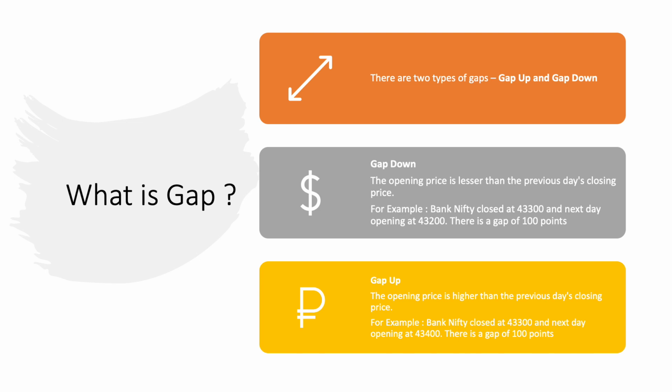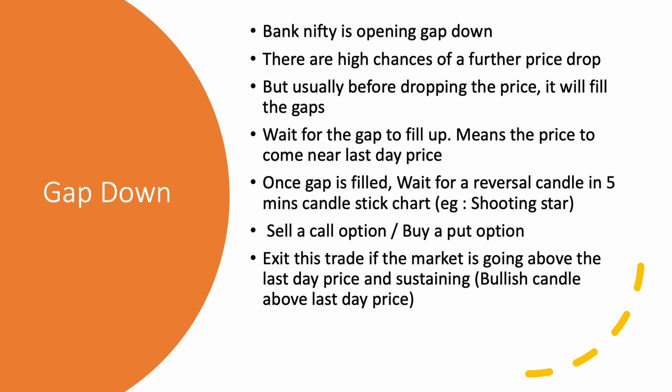Our market will be opening at 9:15, so I'm talking about the 9:15 price. We will be comparing with yesterday's price. Yesterday it closed at 43,300. If it is gap up, then it will be 43,400 or 350 or 450, whatever it is, so there will be a gap of some points. If it is gap down, there will be like 250 or 150. There will be some gap between the opening price and yesterday's price, and we are going to trade that gap.